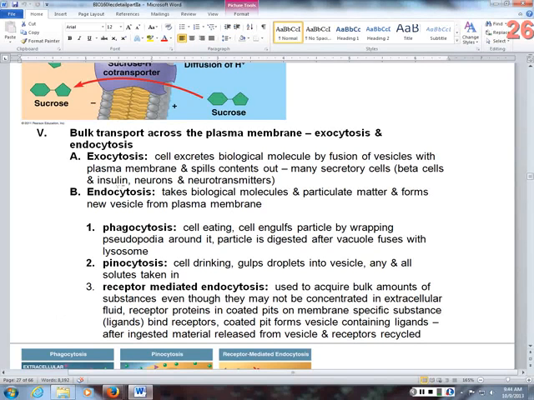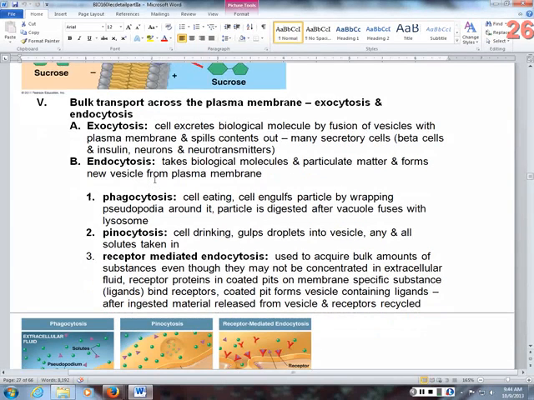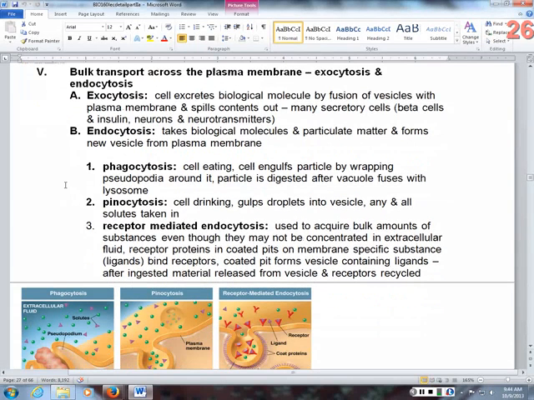So this is how you're going to do things with a lot of the secretory cells. This is how insulin will be released. Your neurotransmitters and your neurons in there are that way. With endocytosis, it's going to be the opposite. This is how you're going to take something in.